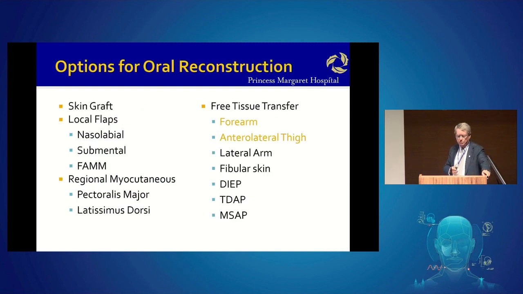So what are the current options for oral reconstruction? And everybody in this room that's surgically trained can do most of these reconstructions. And I'm going to focus on the free tissue transfers. In our institution, we really focus on using the forearm flap and the anterolateral thigh flap, obviously based a little bit on defect size and the patient's body habitus. Increasingly, we're moving to the TDAP flap in patients where we're doing bone reconstruction as well. We've used the MSAP flap with moderate experience, but don't like the reliability of the vascularity of that flap and have moved away from it.